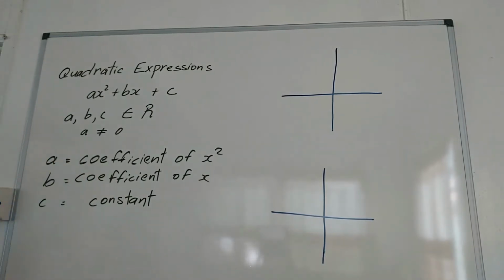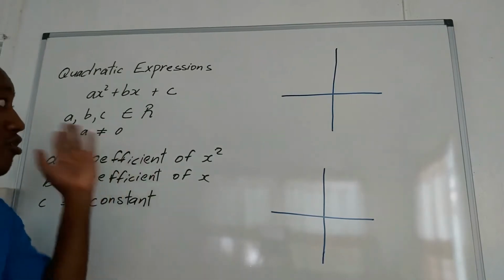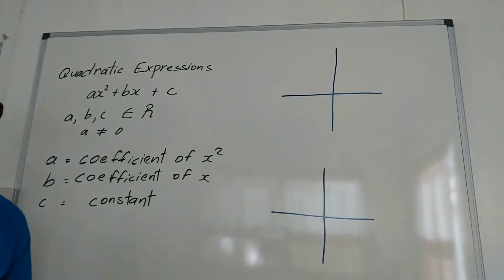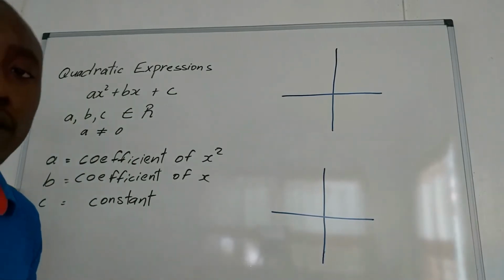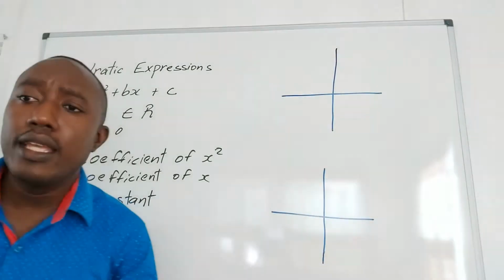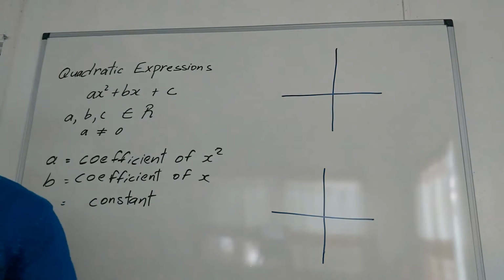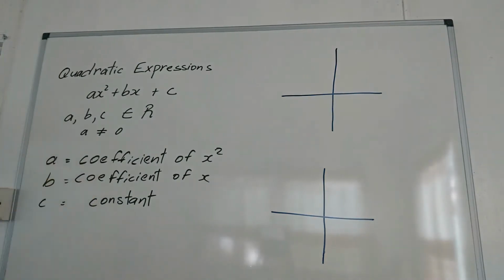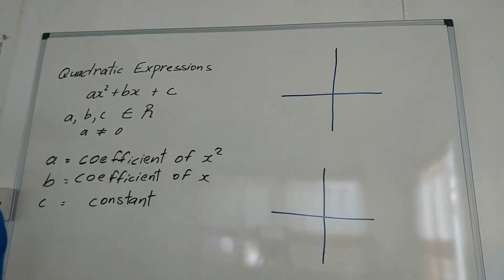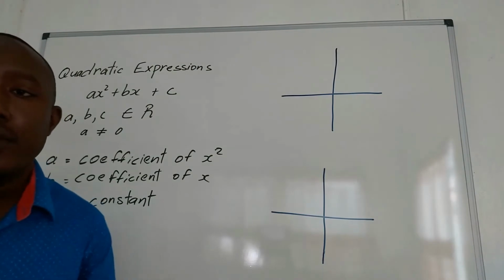So let's go over that again. A quadratic expression is written in the form ax squared plus bx plus c, where a, b, and c are real numbers and a is not equal to 0. It's okay if b and c are 0, but if a is equal to 0, we will no longer have a quadratic expression.